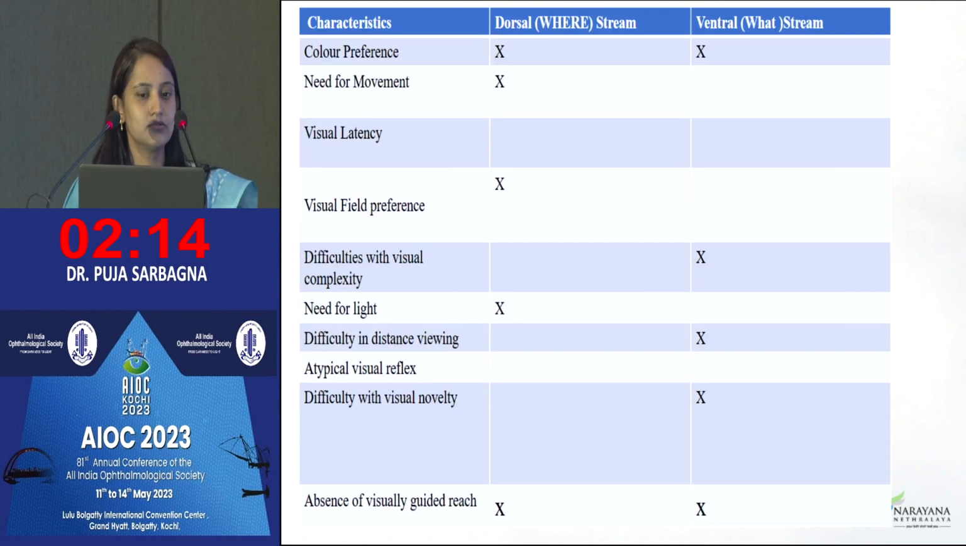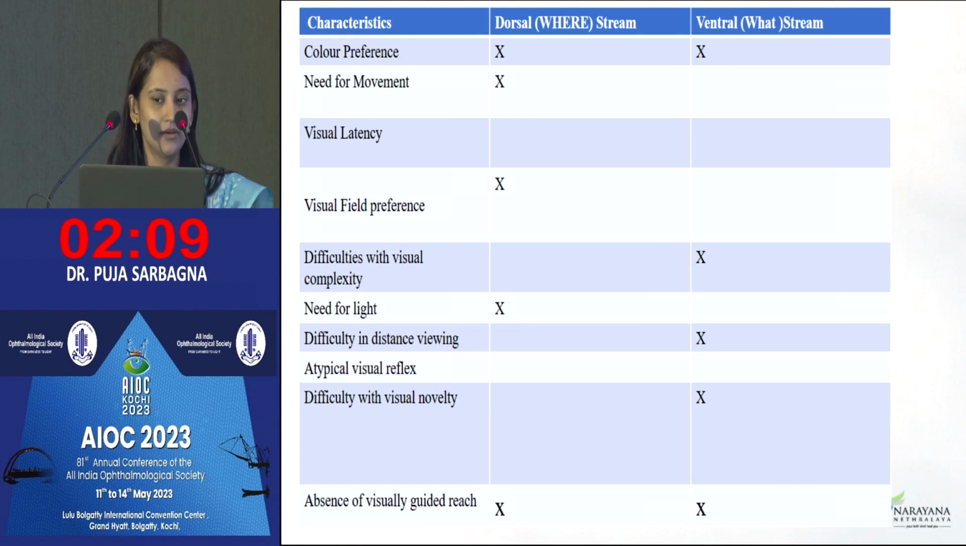The characteristics are related to the dorsal stream and ventral stream. Basically the dorsal stream is the where stream and the ventral stream is the what stream. Color preference will be there in both the dorsal and ventral streams. Need of movement will be more in the dorsal stream and lesser in the ventral stream. Visual latency will be present in both. Visual field preference will be more in the dorsal stream, and in the ventral stream mainly they will have difficulty with visual complexity. Like that, absence of visually guided reach will be present in both.